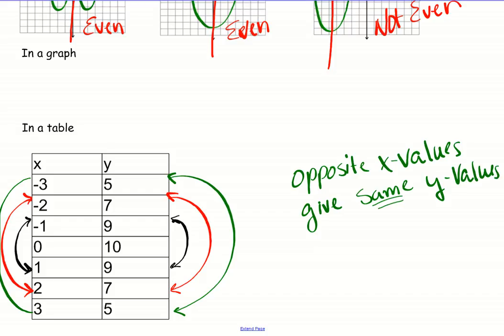And that's all there is to odd and even functions. If it's not odd and it's not even, it's neither.